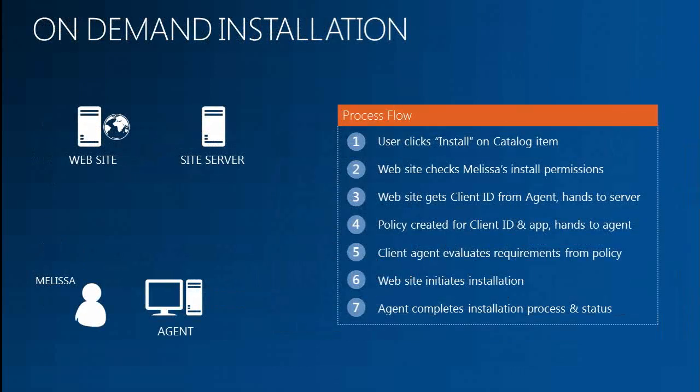So, on-demand installation. Basically, the end user logs into the application catalog and clicks install for an application. At this point, we reach out to the website with the application catalog. It asks for the client ID for this particular client, goes to the client, and then hands it over to the server. The policy created for the client ID and the apps is handed back to the agent here. And then the website initiates the installation of the app. At the same time, we also report back any status messages once the app is installed.